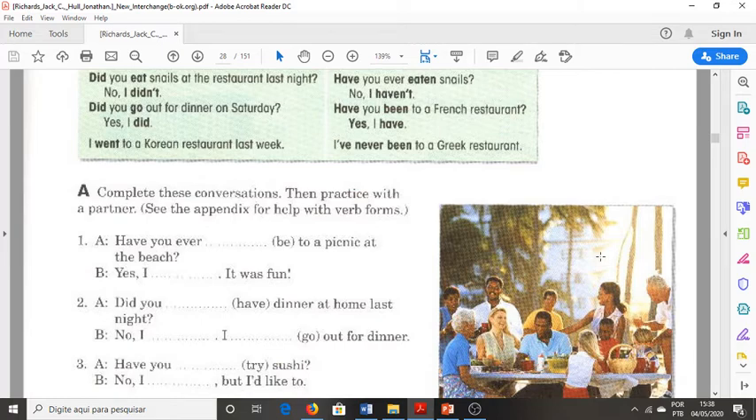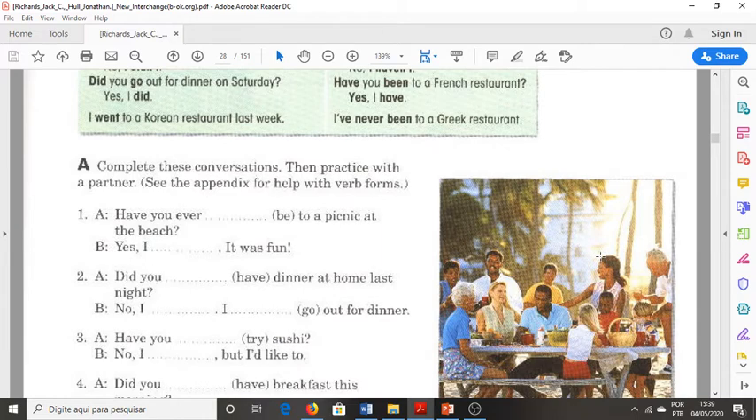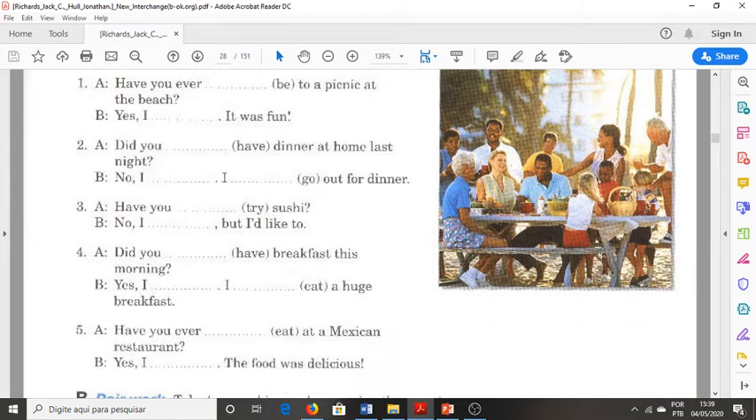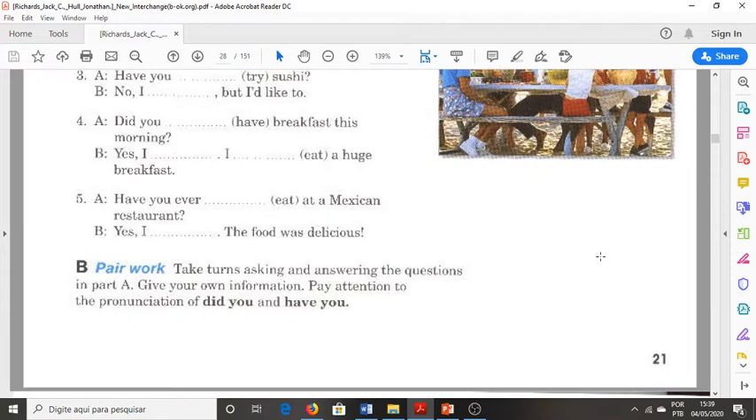It's a controlled practice for students to practice present perfect together with the vocabulary they are studying, which is related to food. And because they have to complete the conversations, it's totally controlled. It's not a free conversation. So they should fill in the blanks first, and then after completing the conversation, there is a pair work.